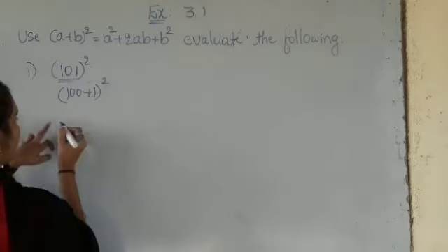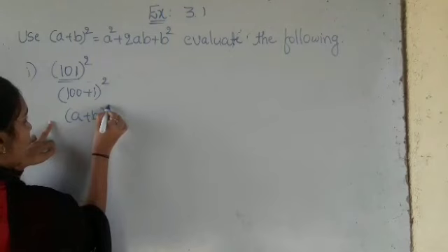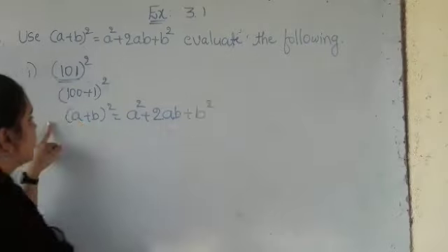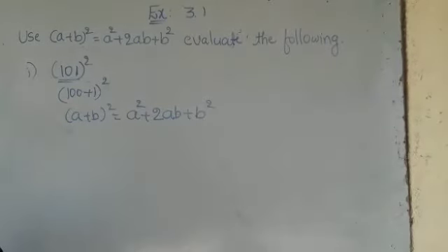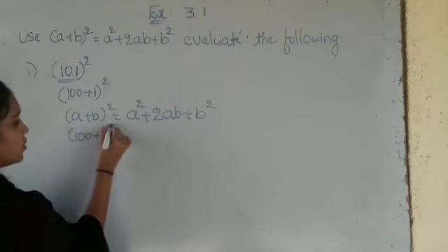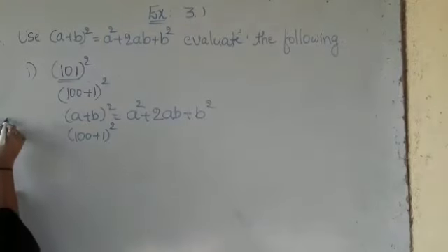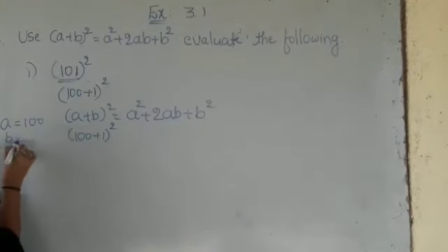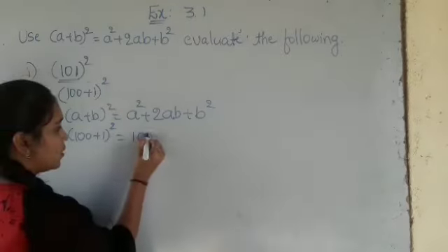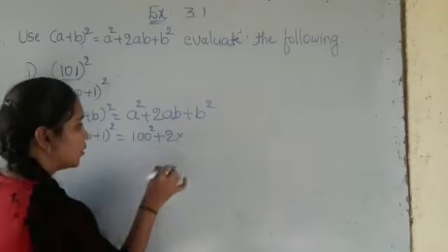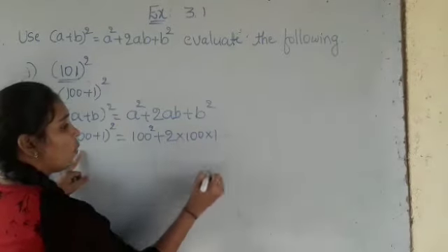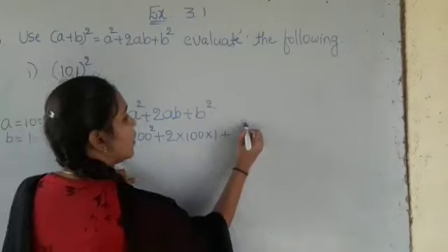So now it is in the form of (a plus b) whole square. So write the identity now: (a plus b) whole square is equal to a square plus 2ab plus b square. What is the value of a? 100, and b is 1. Just substitute the value of a as 100 and the value of b as 1. Then we have a square, that is 100 square, plus 2 into a into b, 2 into 100 into 1, plus 1 square.